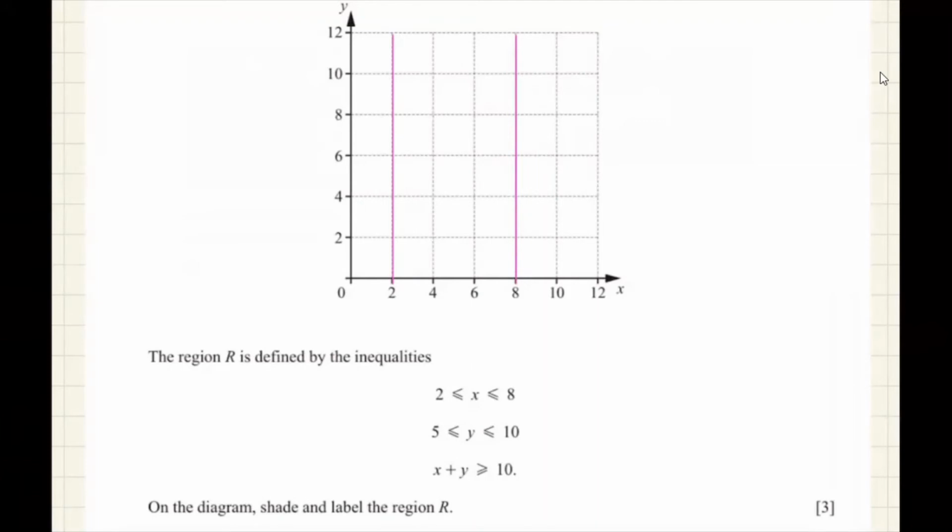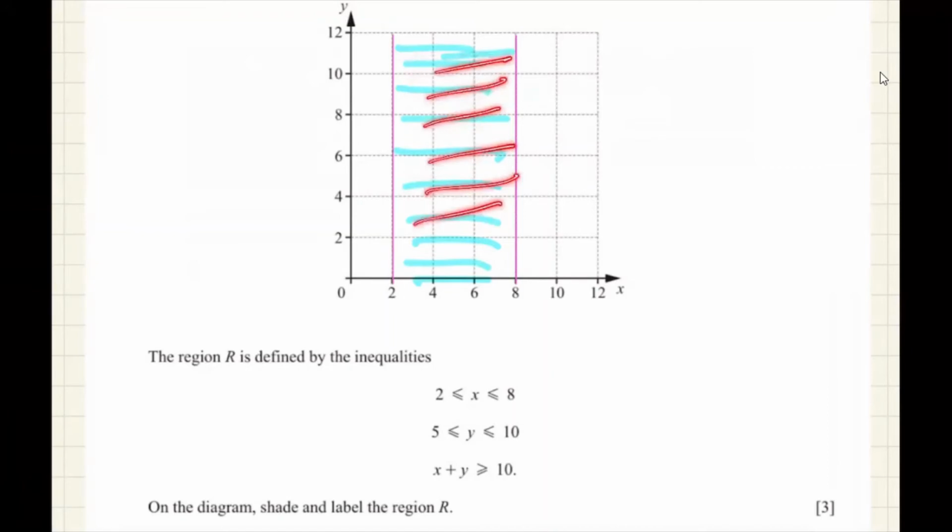They're saying that x is greater than 2, so I will be shading this part of my line. And x is less than 8, which means this part of the line again. So this part and this part. Both of these are satisfying this inequality.